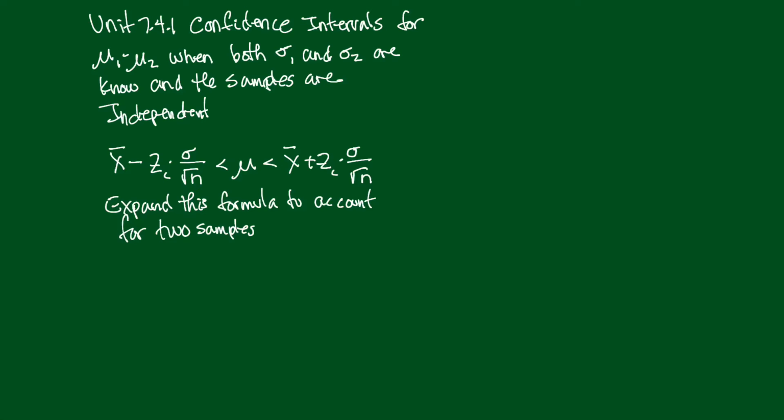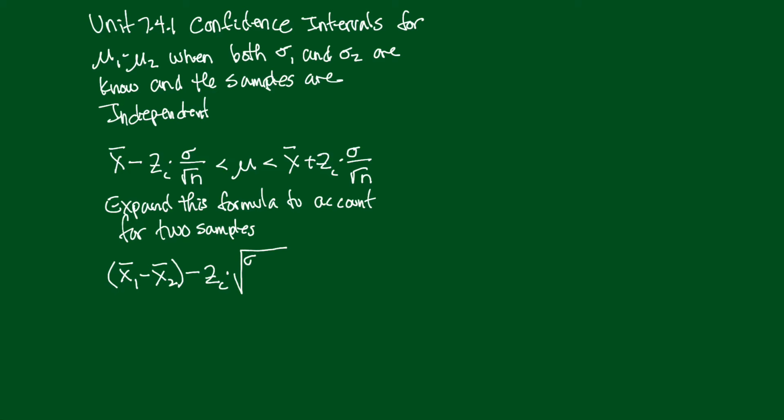Instead of just x bar, we're going to have the difference of the two. So we're going to have, say, x1 bar, the mean of one population, minus the mean of the second population, right? There's the difference of the 2 means. And now, instead of just 1 standard deviation and 1 sample size, we're going to have this, minus, still the level of confidence, the critical value, but now it's times this. So instead of 1 square root, we put 2 of them in there.